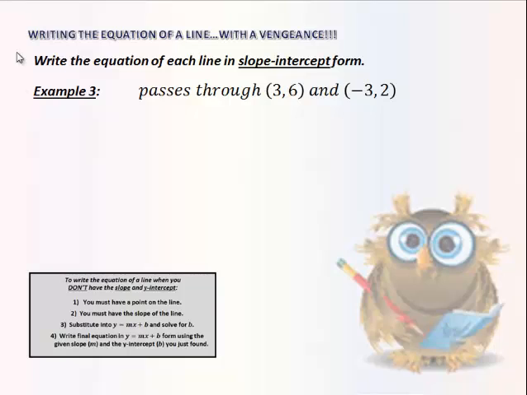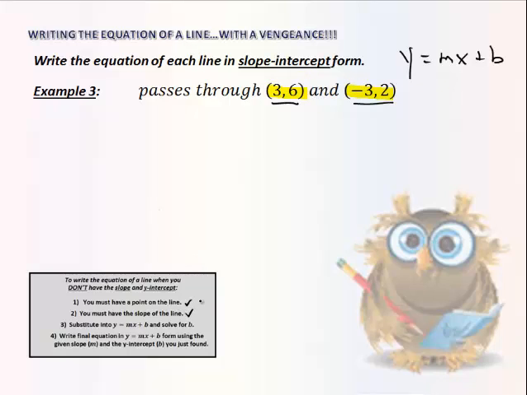Now in this example, we want to find the equation of the line in slope-intercept form. Remember, y equals mx plus b, that passes through (3, 6) and (-3, 2). So our first step is, do we have a point on the line? Yes, I actually have a couple of points on the line. We have (3, 6) and (-3, 2). So we have that part.